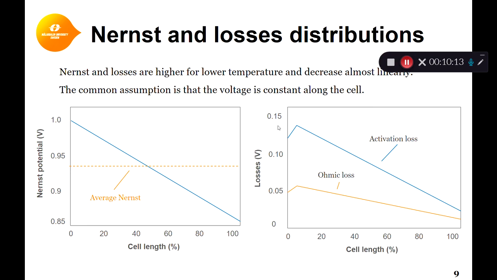The Nernst potential decreases with increase in temperature and decrease in fuel concentration. So it usually follows almost a linear decrement along the cell. Same thing happens to the common loss terms, activation loss and ohmic loss. They also decrease almost linearly along the cell. The difference between Nernst potential and overall loss is assumed to be almost uniform along the cell, so the voltage can be considered constant.